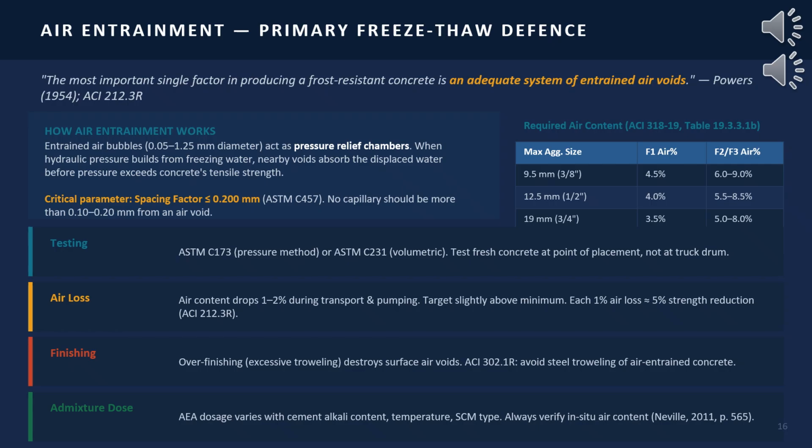Now a few critical practical points. First, air content drops 1 to 2% during transport and pumping. This is well documented in ACI 212. So you need to specify and bake slightly above minimum and verify air content at the point of placement, not at the truck drum.